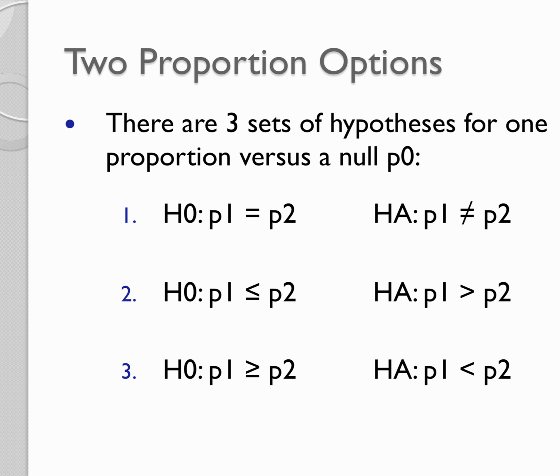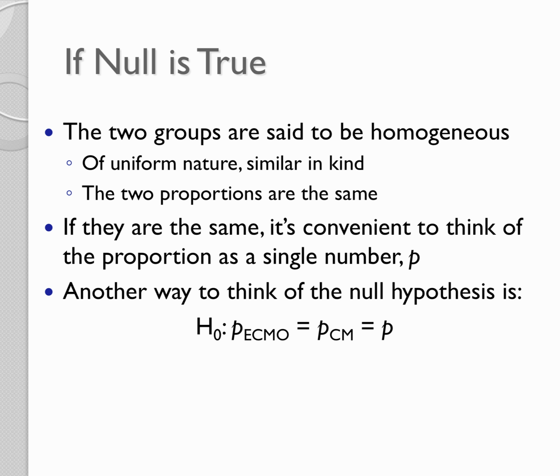We can reformulate our 3 sets of hypotheses, proportion 1 versus proportion 2, in this way. It's very similar to the null proportion P0, but now we've changed it from P to P1 and P2. Remember, if our null is true, then our 2 groups are said to be homogeneous or uniform. The 2 proportions are the same. If they are the same, then we should consider a single proportion overall. We can think of our null hypothesis now as ECMO equals conventional equals some sort of true average survival rate.